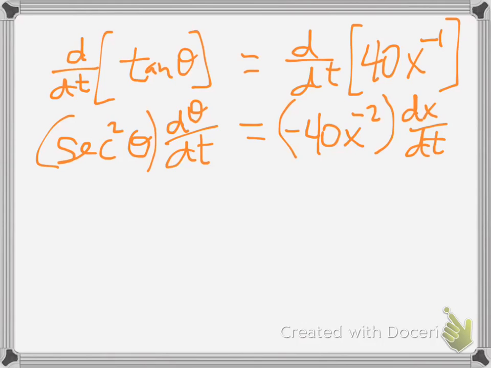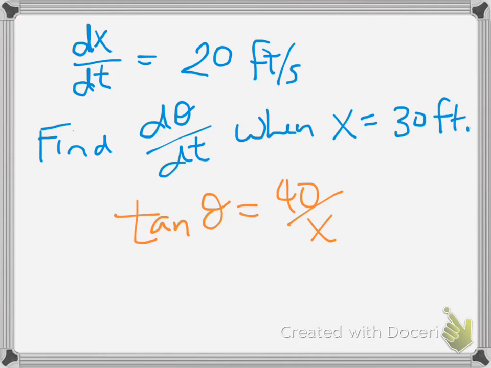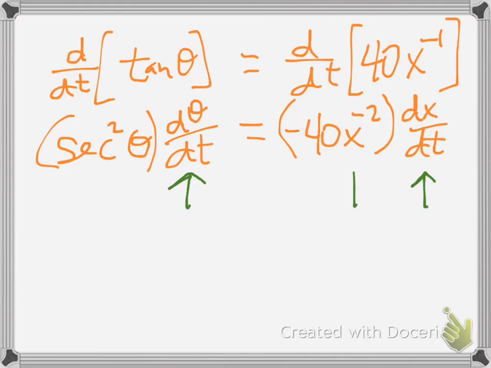So let's take stock of what we have here and see if we're going to be able to solve the problem. I'm looking for this dθ/dt. That's what the problem was asking us to find. I know dx/dt. They told us that. Let's go back. They told us x. That's 30. Okay, so I've got these two quantities. So we're good to go there.